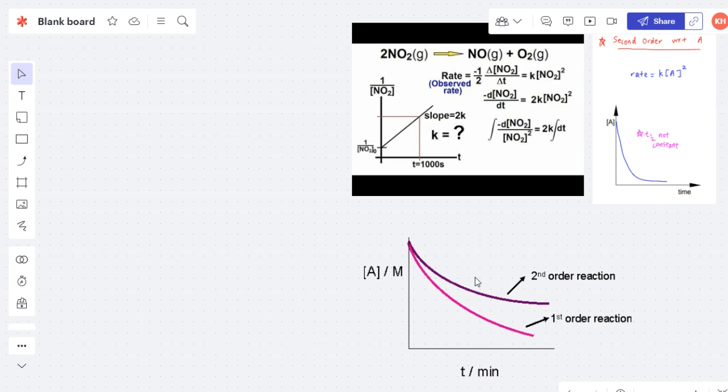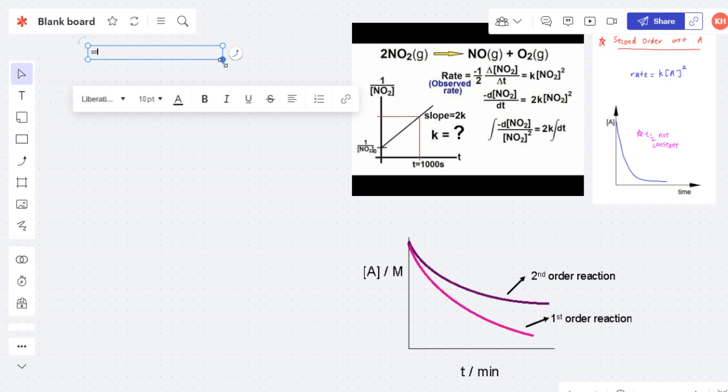I'm going to discuss the second type of reaction, which means now we are done with the zero order reaction. Now I'm going to discuss the second order reaction today. And we're also done with the first order reaction. So let's do the second order reaction. What does it mean by second order reaction?